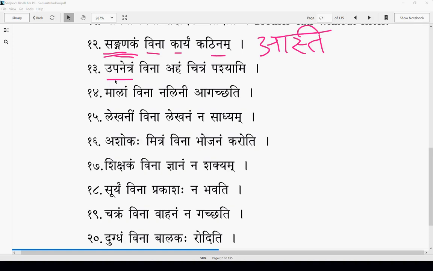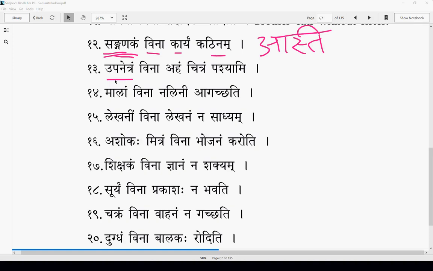Okay, next one. Upanetram vina aham chitram pashyami. Without glasses, I see the picture. Not I can, I see. Okay, next one. Malam vina nalini agacchati. Without mala, Nalini is coming. Comes. Lekhanim vina lekhanam na sadhyam.